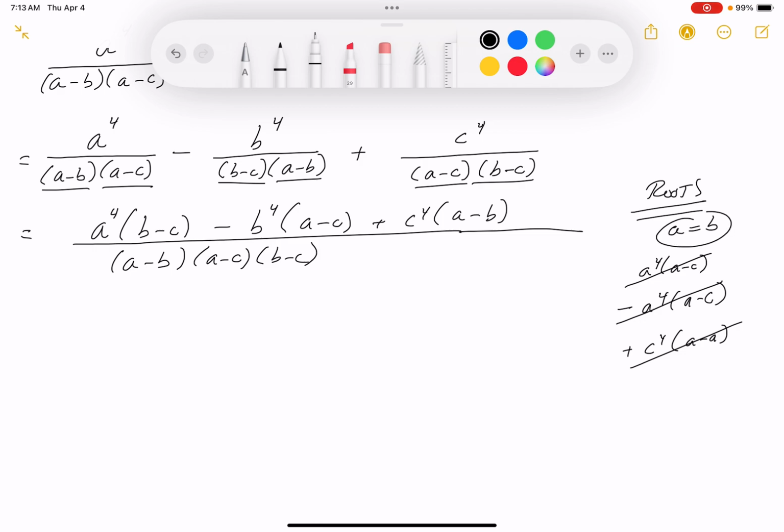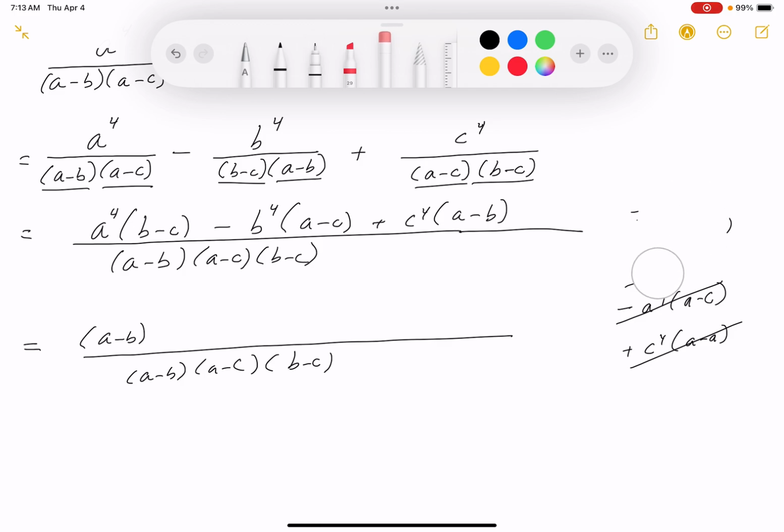So this is a root, which means the top has a factor of A minus B. Now again, this may be wishful thinking at this point, but I'm hoping that A minus C also cancels. Let me get my little eraser out. Erase this over here. Still looking for roots. And again, maybe wishful thinking, but I'm thinking maybe A equals C as a root at the top. Let's take a look at that over there.